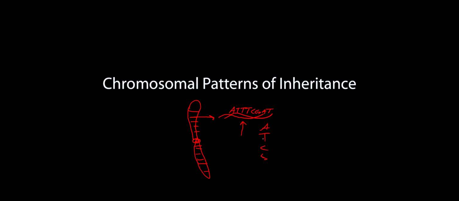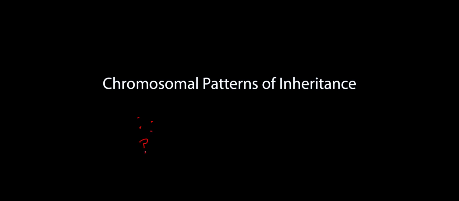So what we're going to do now is make the jump from Mendel's mysterious factors, that we had no idea what they were, and start talking about what we know today, which is the fact that those factors are actually genes located on chromosomes. Okay? So here we go.